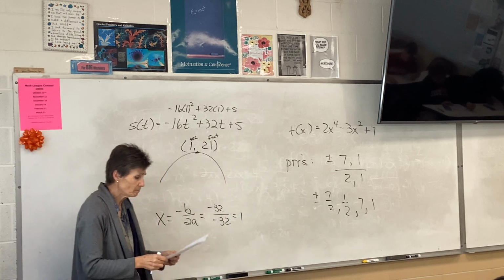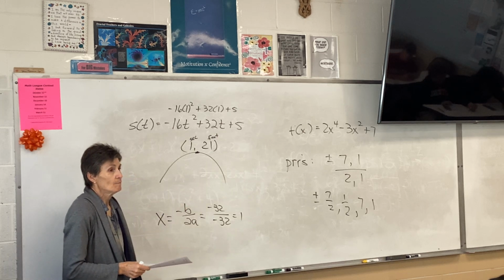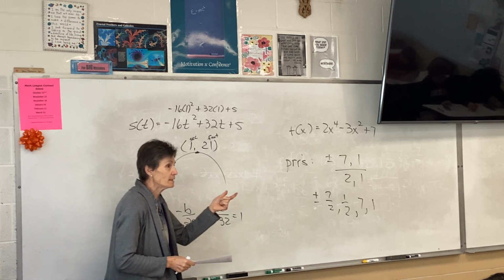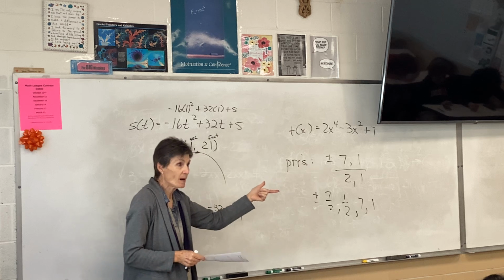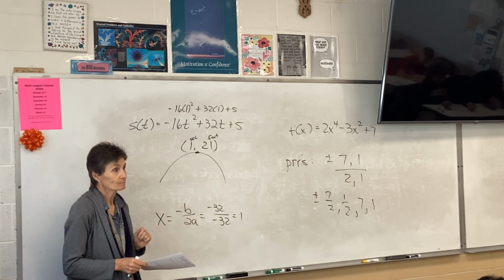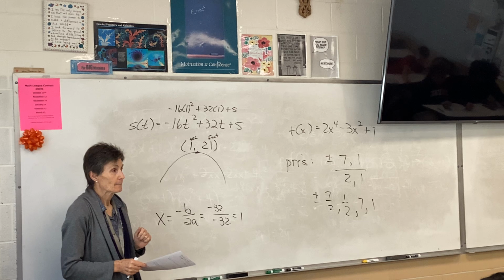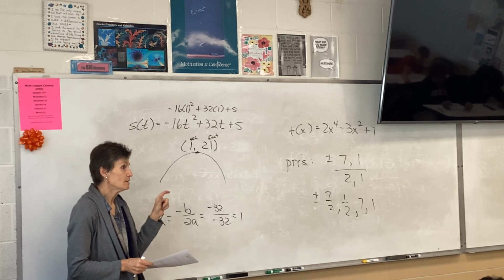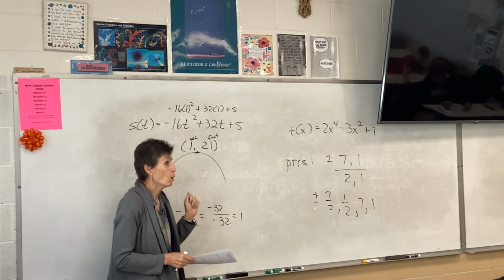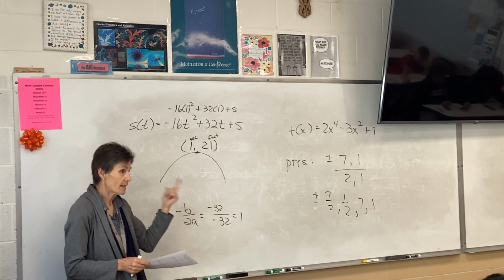So what's the question? When does it reach its maximum height? 1 second. The question could have been, what is its maximum height? And then you would say 21 feet. All right? That's pretty easy. So what's the key there? This is a parabola, opening down. Maximum is vertex, negative b over 2a.